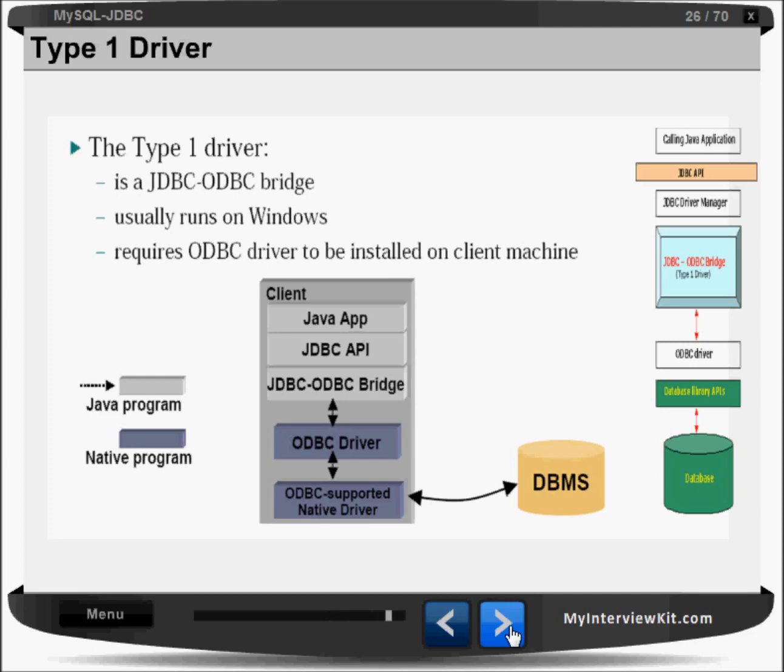So if you have a program, that program interacts with the JDBC API, and in turn with the driver manager, and then it interacts with the ODBC bridge and then the ODBC drivers, and then the ODBC driver interacts with your database API. So this is the flow of interaction of your JDBC-ODBC bridge, right?